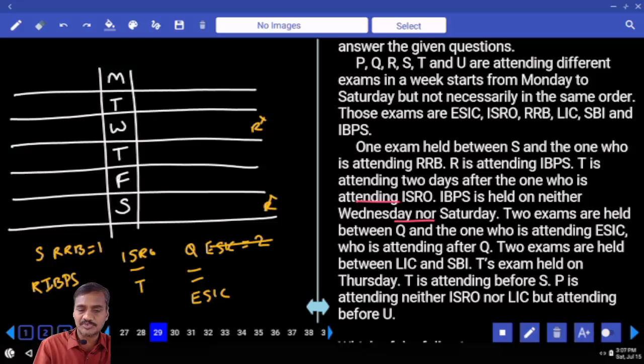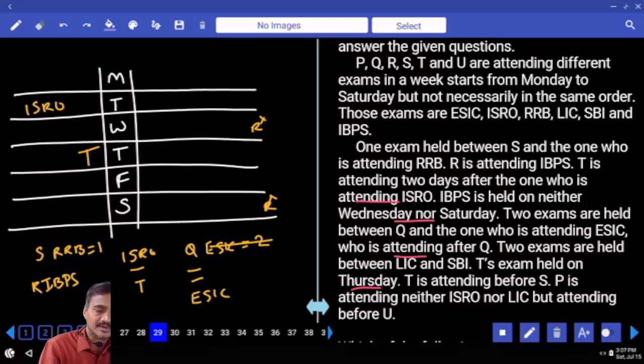Now from here we can write the possibilities because we have only 2 possibilities. Then 2 exams are held between LIC and SBA. Now between LIC and SBA, again 2. T is on Thursday. Now T on Thursday is finalized. Now if T is on Thursday, then between T and ISRO there must be exactly 1, so ISRO must be here.